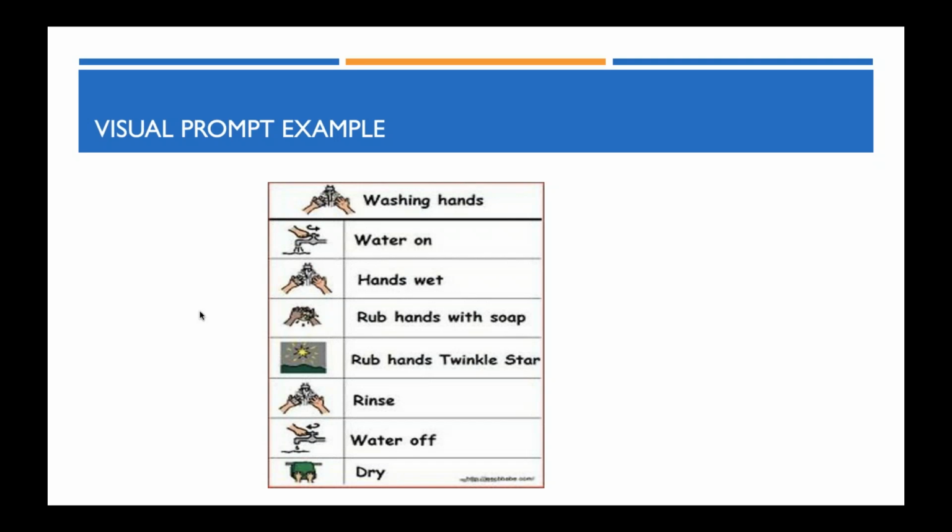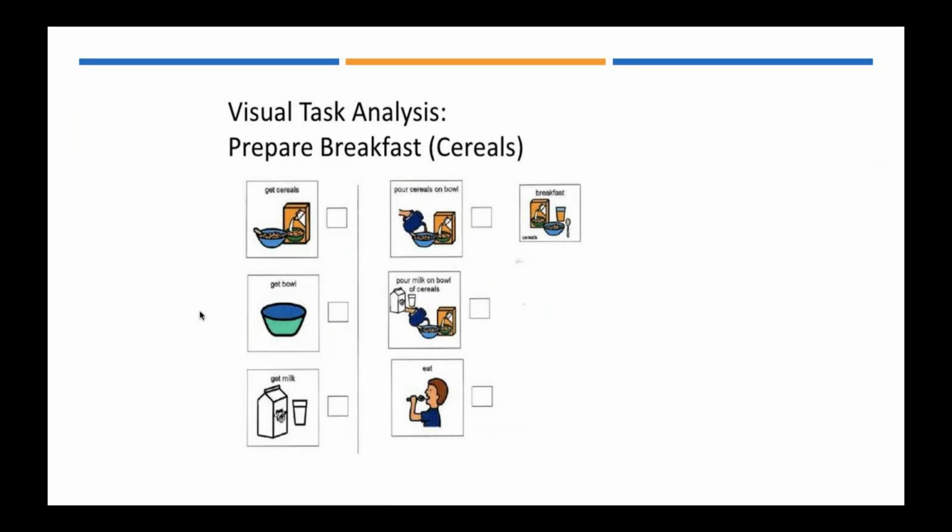And with visual prompts, you can really be creative. It all depends on how your students are, if they can read. If not, you can just have the pictures. In this example, you can incorporate a reinforcement system with your visual task analysis, and they can earn check marks or tokens for completing each step.